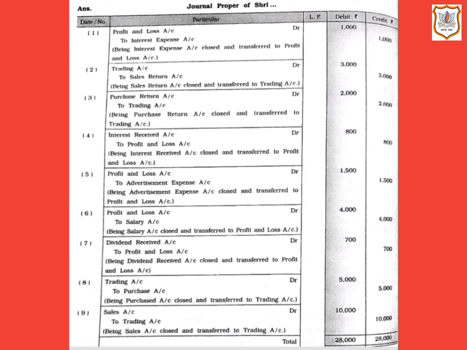Then fifth one is advertisement expense. It is an indirect expense, so it will be transferred on debit side of profit and loss account. So here profit and loss account will be debited and advertisement expense account will be credited. Expense has debit balance, but as it is being closed, so here advertisement expense account will be credited. Then salary. Salary is also an expense. It is an indirect expense. So here we will transfer it to profit and loss account on debit side. So here profit and loss account will be debited and salary account will be credited.